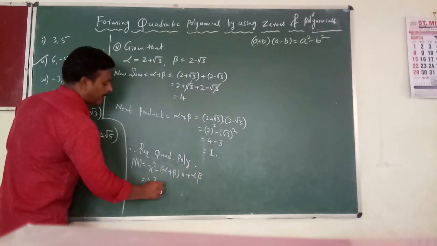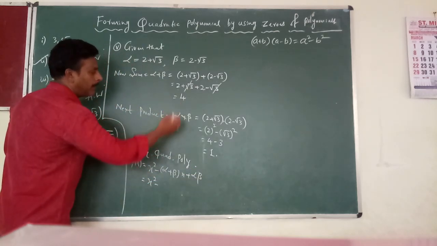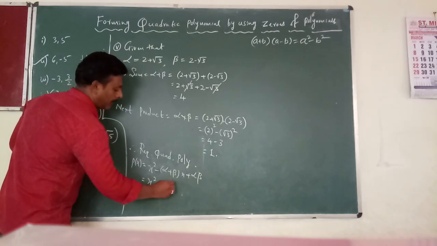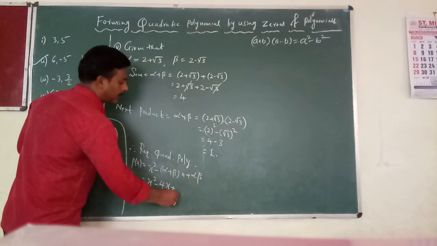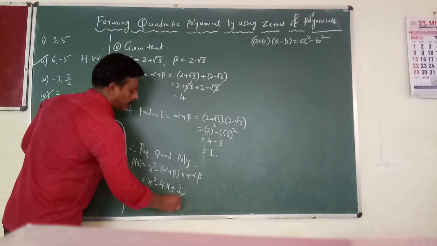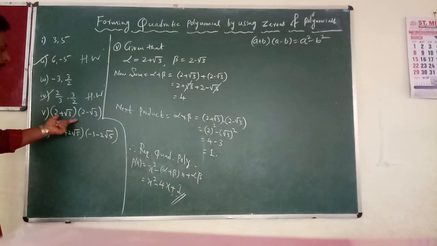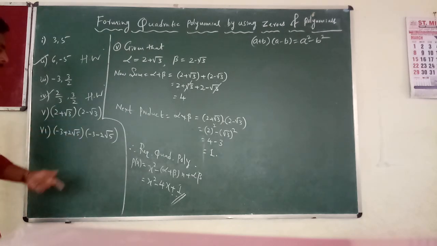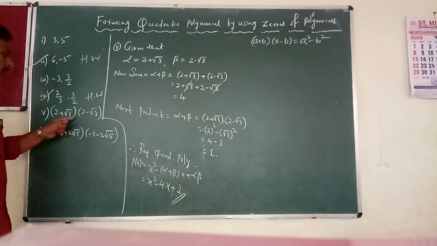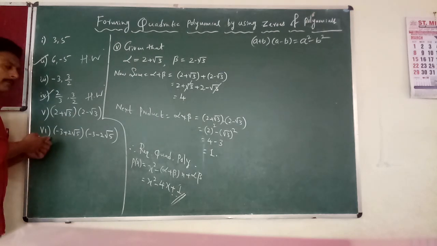X square keep as it is, minus sum of the zeros is 4x, plus product of the zeros is 1. So this is your required polynomial. It looks complicated, but similar to that it is also very easy. So if you want me to solve this, I can solve.